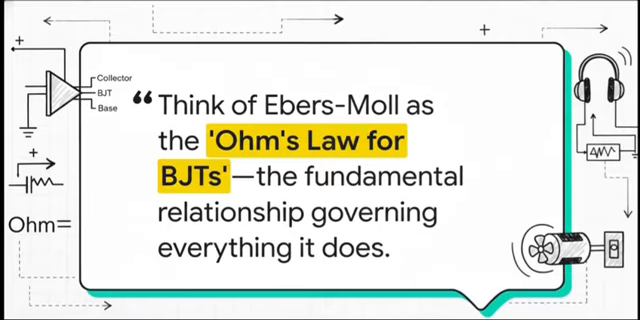Honestly, the absolute best way to frame this is to think of the Ebers-Moll model as the Ohm's law for transistors. Seriously. Just like Ohm's law is the unbreakable fundamental rule for resistors, the Ebers-Moll model is that core foundational principle that dictates everything a BJT does. Everything, from boosting the signal in your headphones to switching on a massive motor.